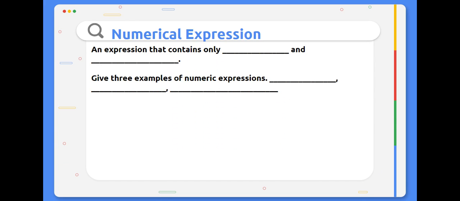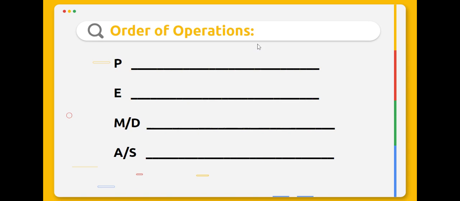Okay, first off, we need to know what a numerical expression is. An expression is an expression that contains only numbers and operations. So here are some examples: 5 times 4 plus 7, 20 divided by 4 plus 3, 2 plus 9 minus 3 in parentheses.